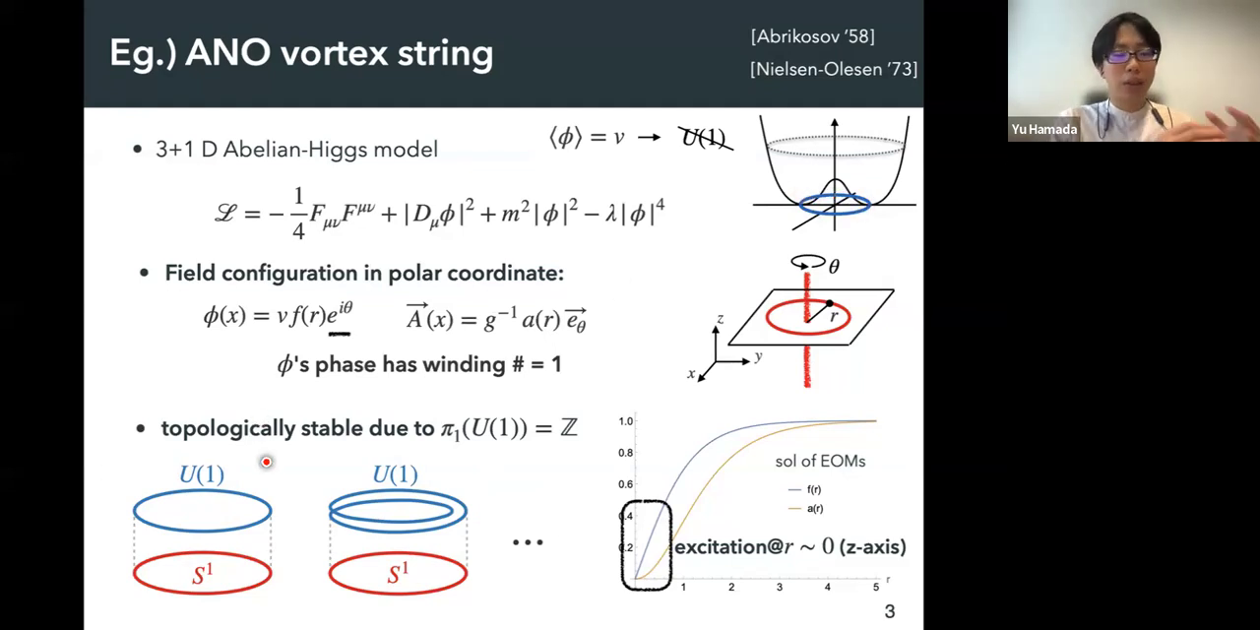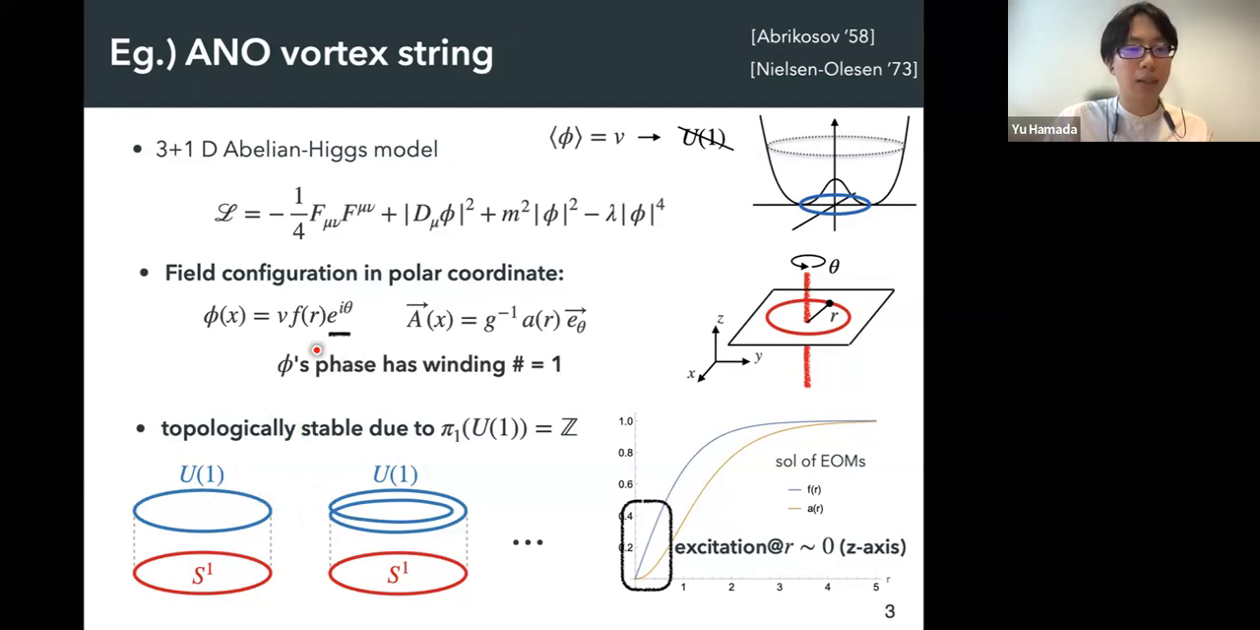And we can consider some non-trivial map between this S1 and the U1. For example, in this case, there is a completely one-to-one correspondence between the S1 and U1, and this is the case of this configuration. On the other hand, we can consider a more complicated one. For example, this S1 corresponds to this U1 twice. If we change from 0 to 2 pi on this circle, then the angle of U1 changes twice, from 0 to 2 pi and to 4 pi and so on. So this means that we can consider some winding number between S1 and U1, and this ensures the topological stability of this configuration.